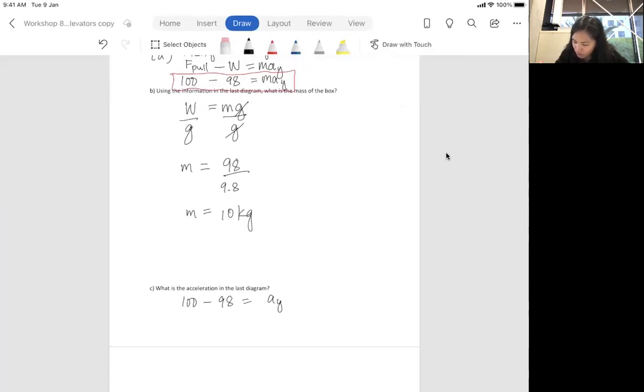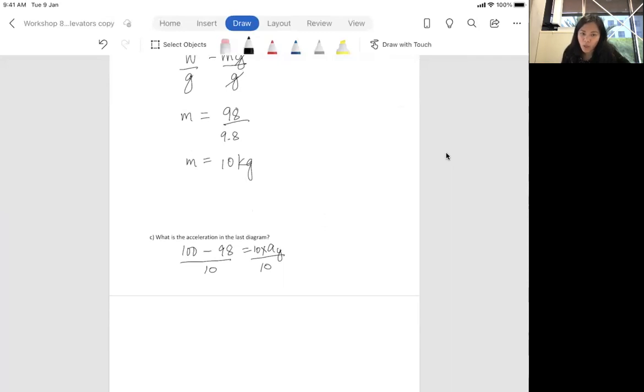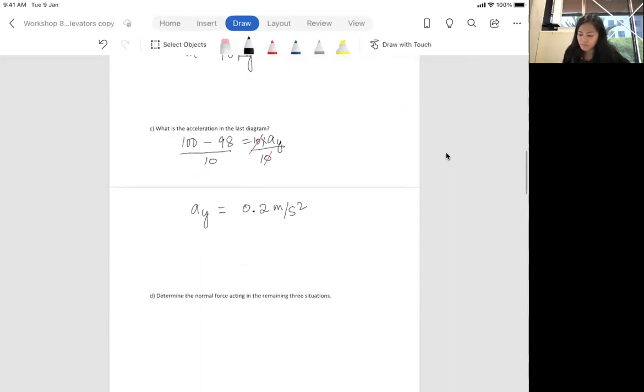So again, we need to divide both sides with mass to get rid of mass and isolate the acceleration along the y. And the mass, we've solved that from the previous question. So let me just substitute that now. 10 times acceleration along the y. So dividing both sides by 10, 10 divided by 10 is equal to 1. And so you're just left with acceleration along the y on the right-hand side. So acceleration along the y is 100 minus 98, which is 2 divided by 10, 0.2 meters per second squared. All right.